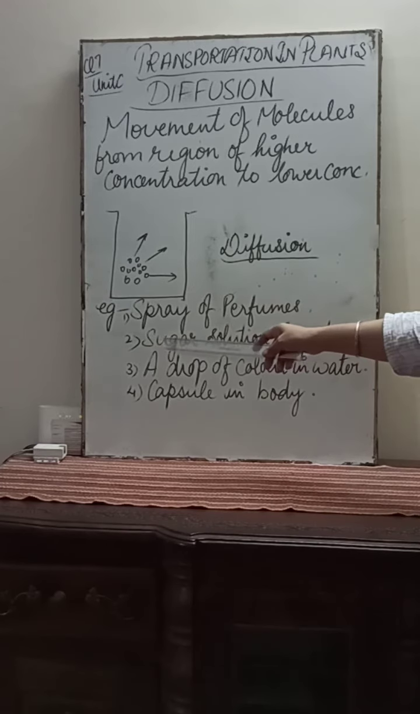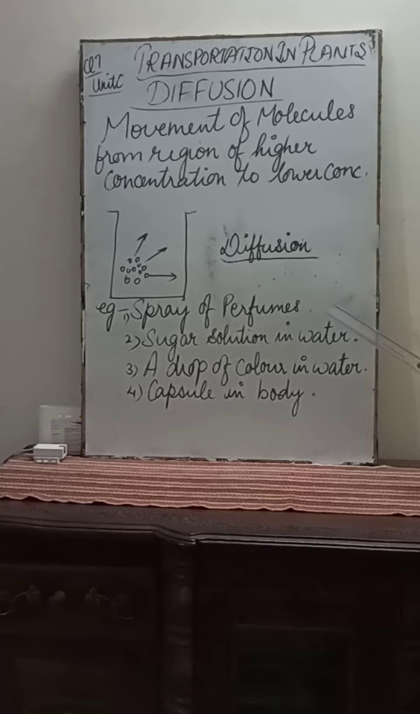Now the second example is sugar solution in water. Now what happens when we mix sugar in water? The sugar dissolves after some time. So what happens? This is the process of diffusion. The molecules mix up from the region of higher concentration to lower concentration, and they dissolve in water.